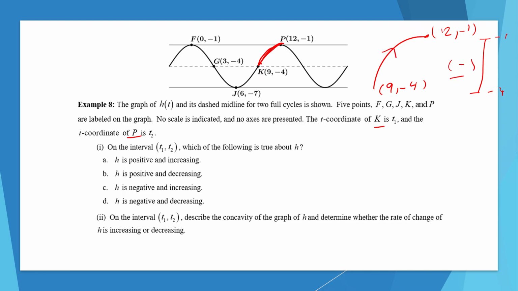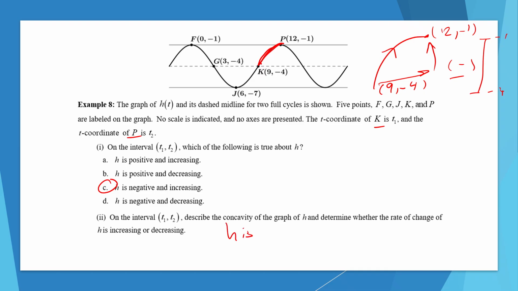But the graph is going up as we go from left to right, so the graph is increasing. So C should be our answer for the first one here. The function is negative, and the function is increasing. Part 2, this is going to talk about concavity. Describe the concavity of the graph, determine whether rate of change is increasing or decreasing.